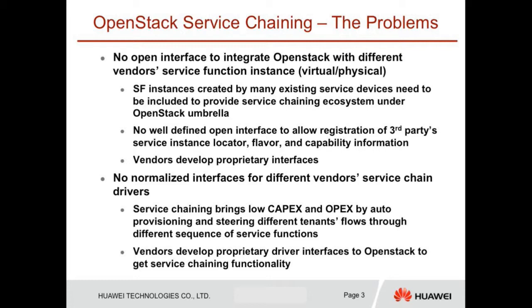The second issue is there's no normalized interface for different vendors' service chain drivers. I think the service chain architecture should be similar to the ML2 plugin architecture, which has a generic service chain plugin, and then under that plugin, there are different vendors' service chain drivers to realize service chain functionality. If we do not have such a standardized, normalized interface, then different vendors will develop a proprietary driver interface to OpenStack to get service chaining functionality.